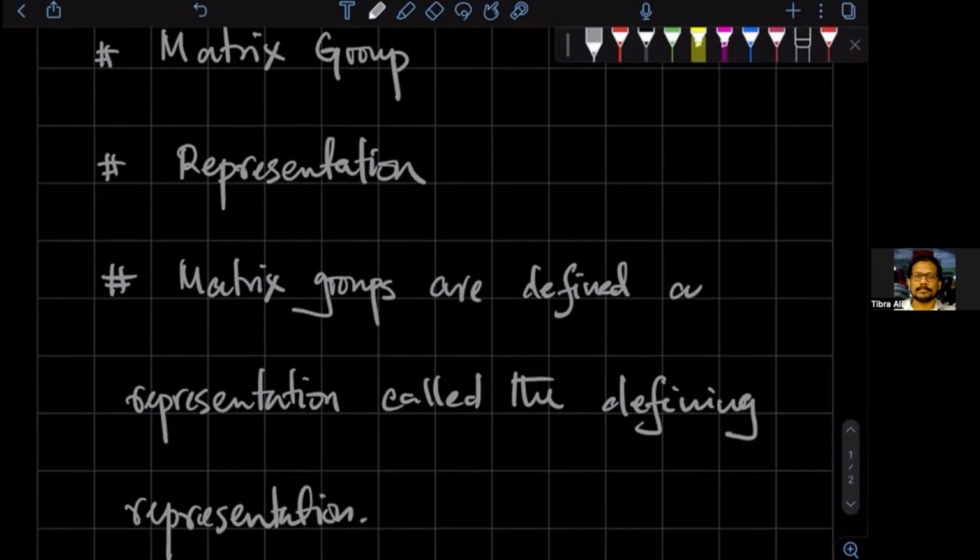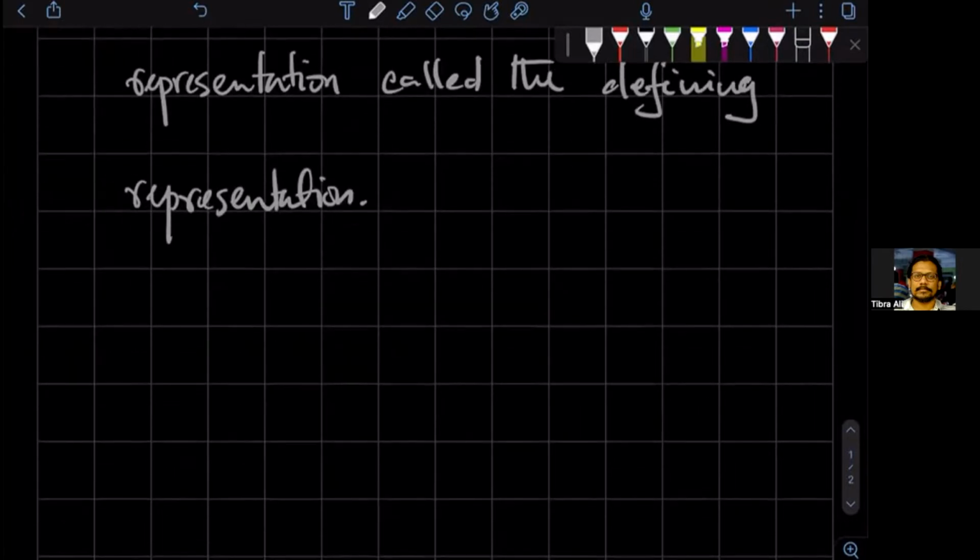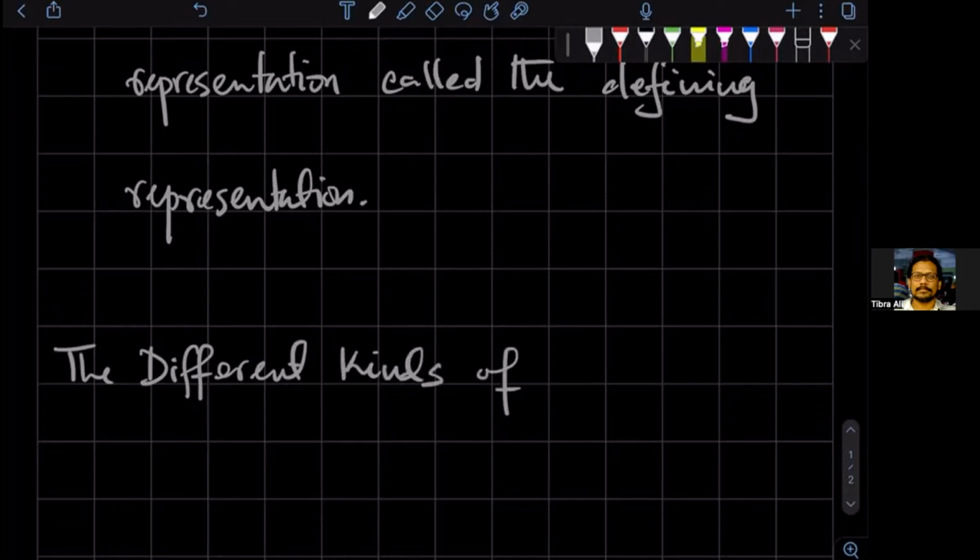Great. So today what we will do is discuss some different kinds of matrix groups, some examples, okay? Today and maybe part of the next lecture. So the topic is the different kinds of matrix groups.